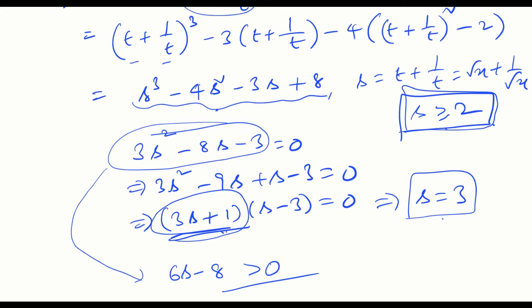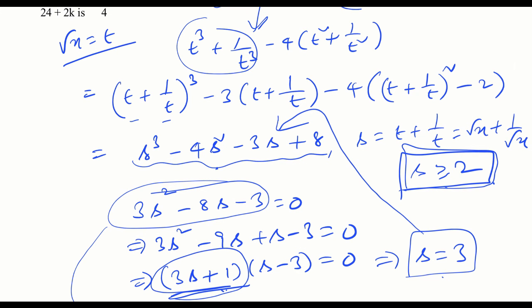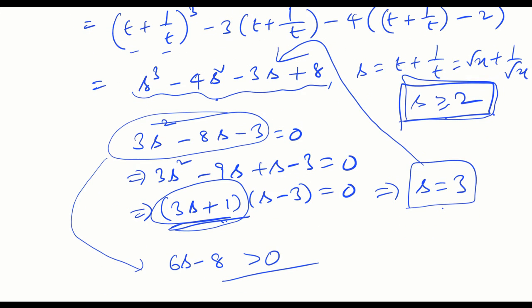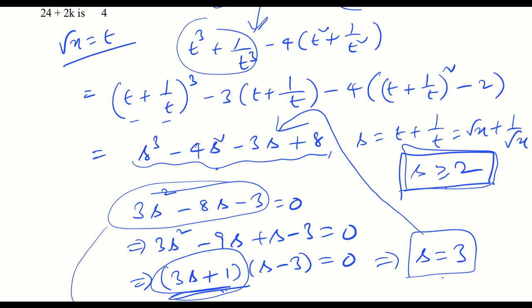So substituting s equal to 3 in this, you'll have your minimum value, which is nothing but minus 10. Therefore k value is minus 10. Now with k equal to minus 10, you want 24 plus 2k, which is obviously 4.